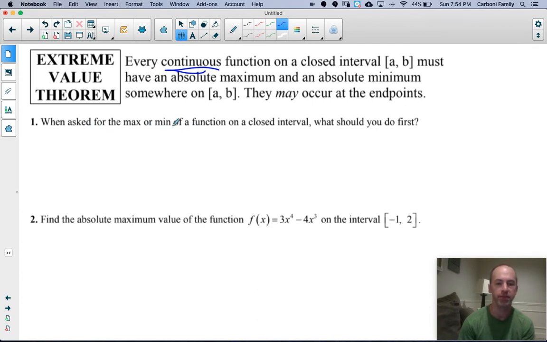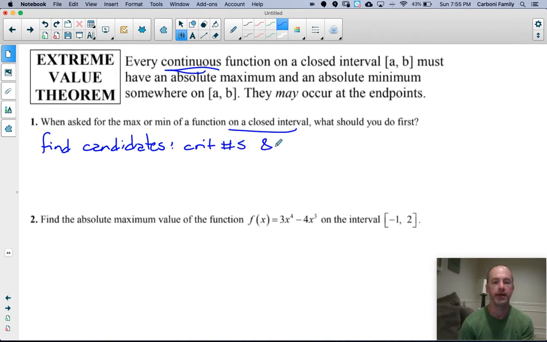When asked for the max or min of a function on a closed interval, and that's really the key, they don't always say absolute max or min, but if they say find the max on an interval, then you're going to be looking for the absolute. And the first thing you should do is find the candidates. Like, what are the x coordinates where the absolute max or min could happen? And your candidates are your critical numbers and the endpoints.